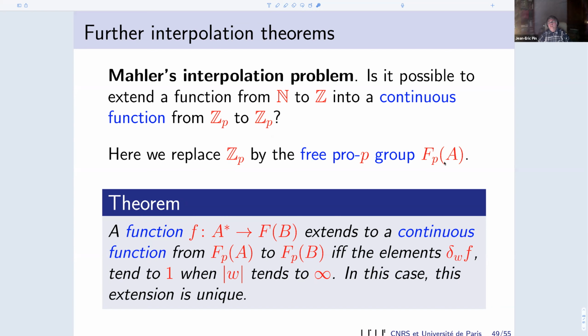So what it is, you start with a free group and you make the completion. You know, this is a metric space. You just take the completion. There are other ways to define it, but this is a simple way. And this theorem tells you that a function from A star extends to a continuous function from the free pro-p group on A to the pro-p group on B if and only if the usual condition holds, the coefficient tends to 1 when the length of W tends to infinity. And in this case, the extension is unique.